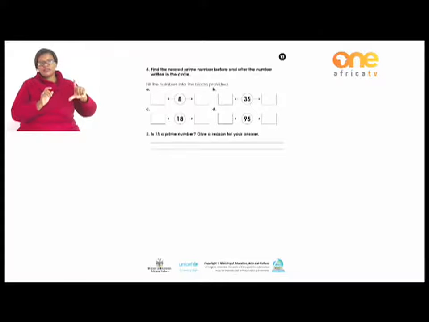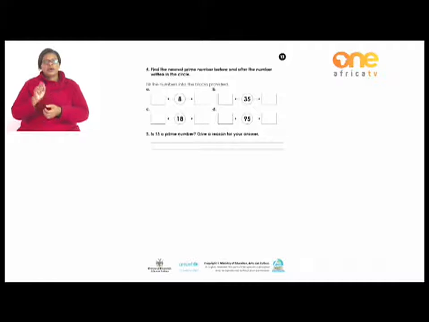Let me just help you a little bit there at A. The nearest prime number before 8, it will be 7. Are you getting it? But the nearest prime number after 8, be careful, is not 9. Why? Because 9 is not a prime number. Because 9, the factors of 9 is 1, 3, and 9. So it's not that we are looking for odd numbers here. We are looking for prime numbers. So just be vigilant on that one. So now that I've given you an idea on how to do A, I'm sure you'll be able to do the rest. Okay? So for B, you do for 35, C you do for 18, and then D you do for 95.